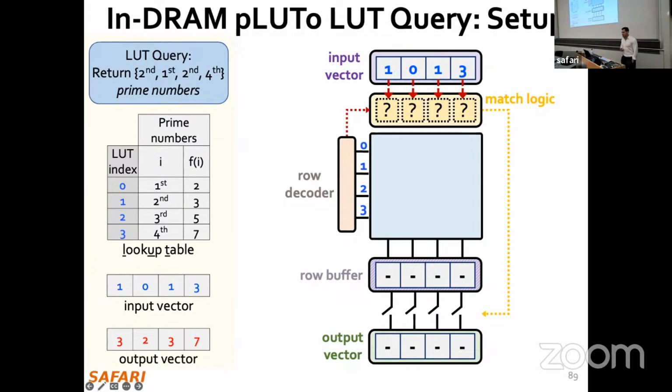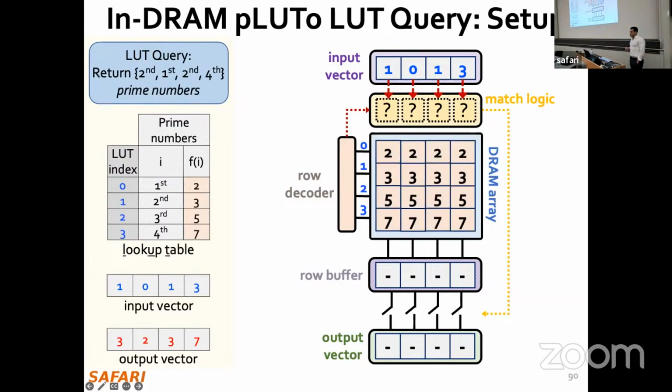DRAM bank with some mapping logic, which is going to compare the row ID that I'm currently accessing, so row 0, 1, 2, or 3, with the elements of the input vector. And if I have a match between the row that I'm currently accessing and one of the elements of this input vector, I'm going to assert some matching logic that connects the row buffer to the output vector, which is going to allow us to copy the data in that position to the output vector.